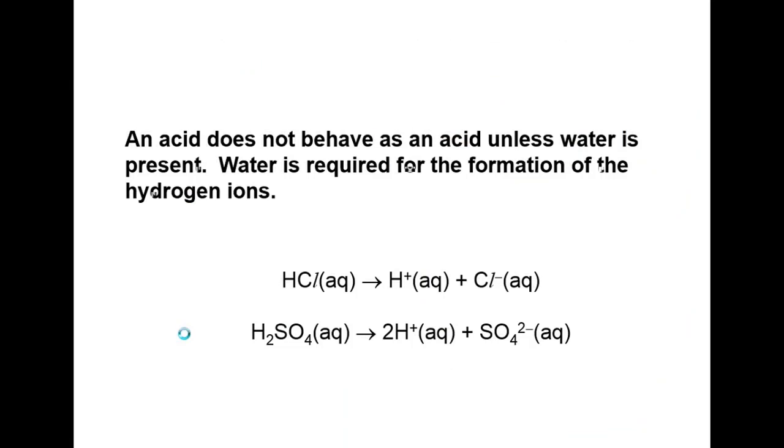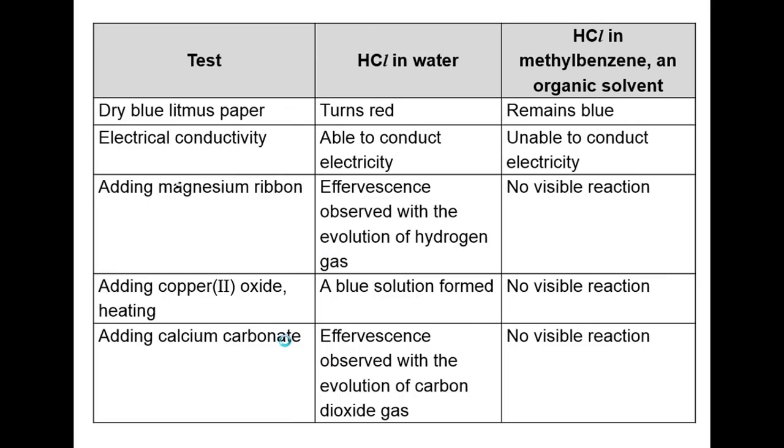So, to recap, an acid does not behave as an acid unless water is present. We need to have aq for the H+ ions to form through dissociation of the acid molecule. No H+, no acid. So how do we confirm this? It's actually very simple. If you recall the earlier properties of the acid, these are the tests based on the properties of the acid.